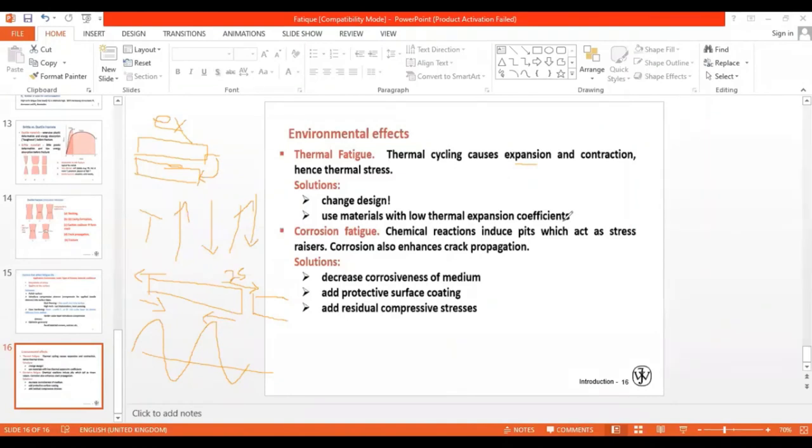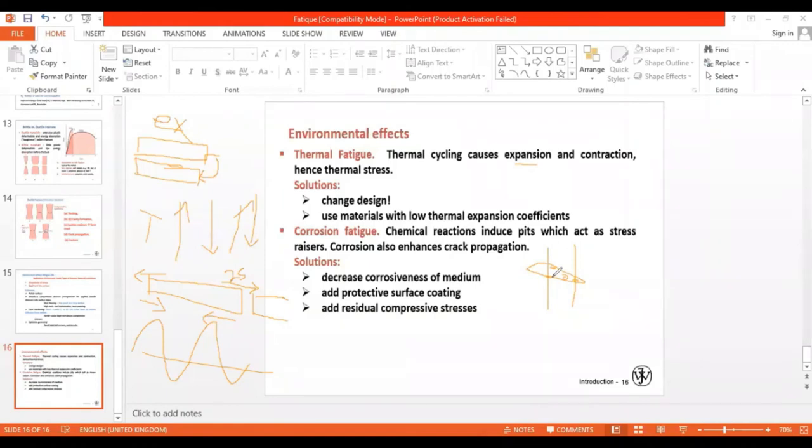Then I have corrosion fatigue. While studying corrosion also, you have studied this one, right? Chemical reactions induce pits which act as stress raisers. Corrosion also enhances crack propagation. So when you have corrosion, the results of it, the cavities or pits, will act as stress raisers. These pits mean that the surface is actually reduced, right? Whether it's on the surface or inside, if there's a pit, it means the surface is reduced. So there, the chances of fatigue are high.